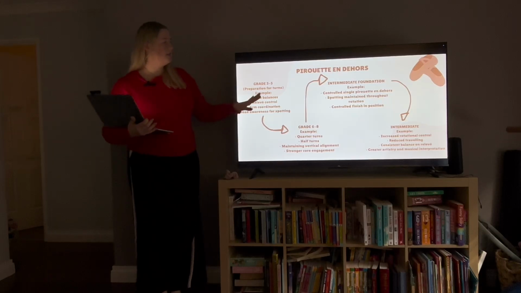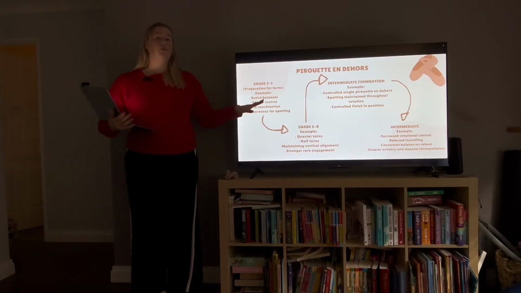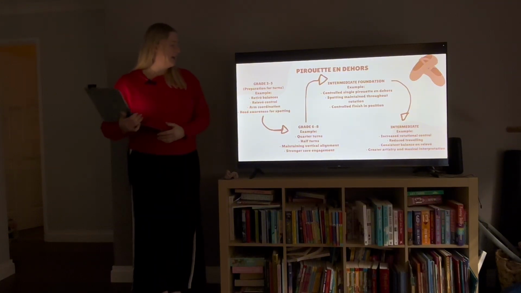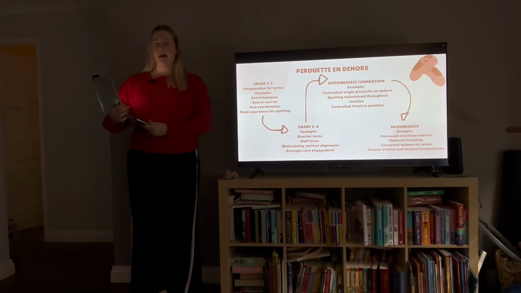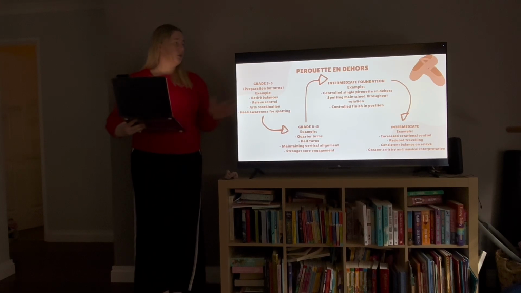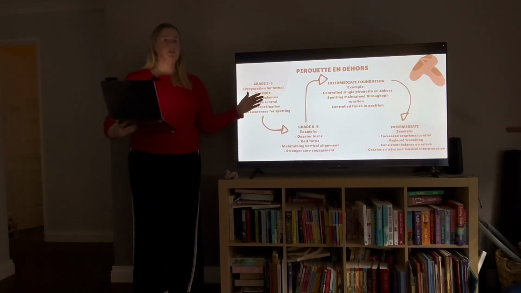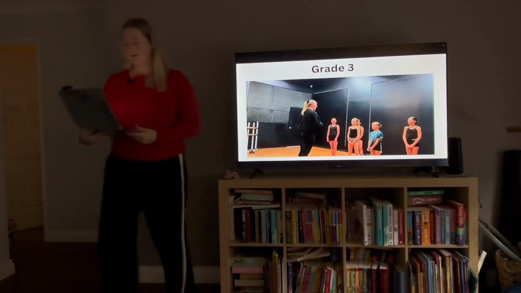We can see the developmental stages of pirouettes en dehors within the grades, starting off with a grade 3 example, which are preparing for turns. They're not doing them on one leg yet. They are practicing their retire balance, then they're also practicing their spots. I will show you now a demonstration of myself teaching a year 3 class.